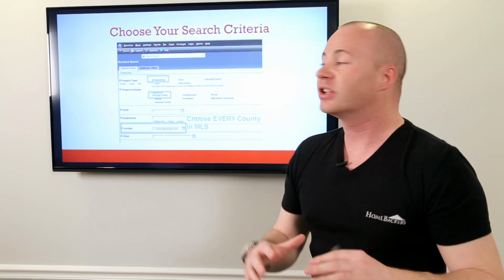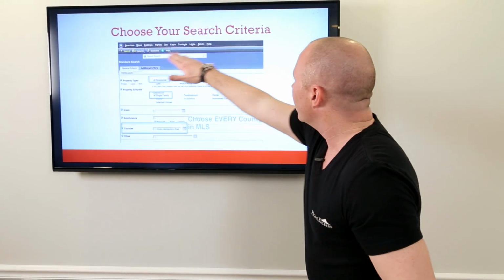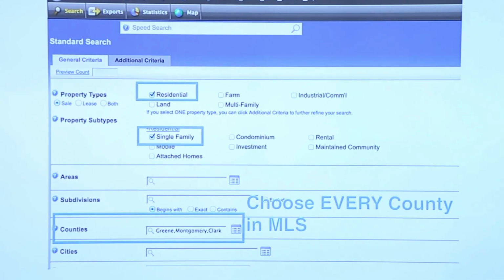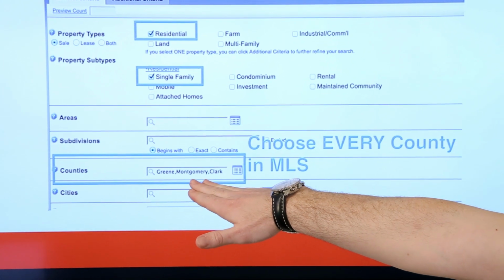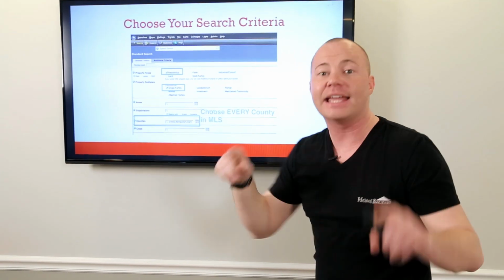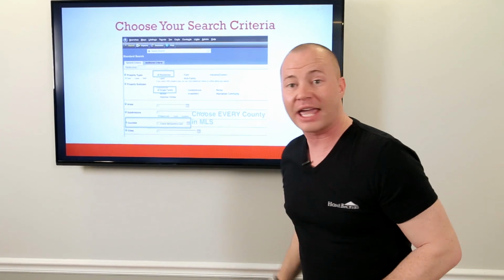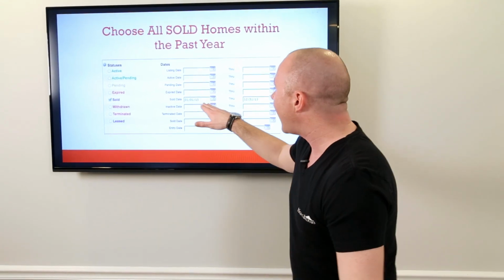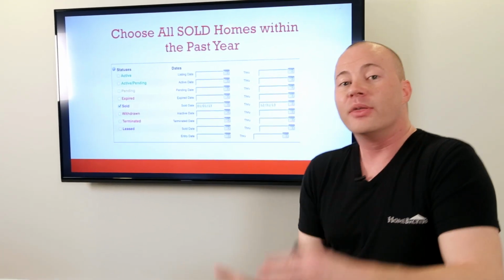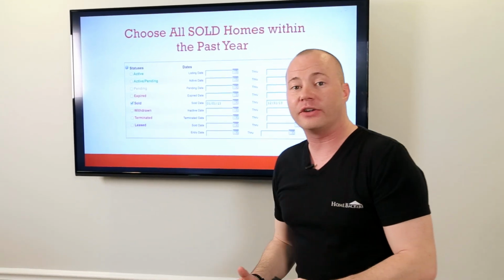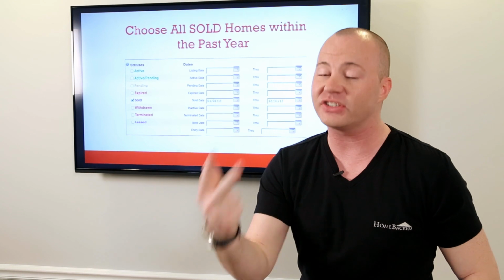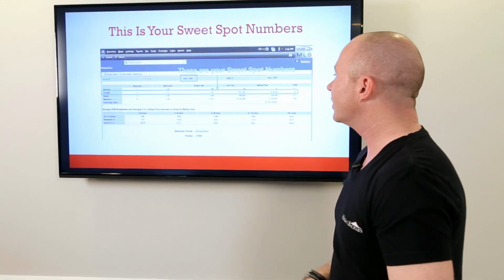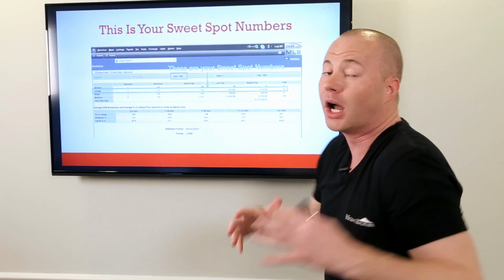Whenever you do a standard search, you can do a plethora of different things. What you want to do is search for properties that are residential, single family, that were sold in every single county in your entire MLS. Whenever you choose all that data, now you need to choose all the sold homes in the past year. You can see that I'm searching for residential, single-family homes in every single county in my MLS that have been sold last year. This is what's going to show you exactly where your sweet spot numbers really are.